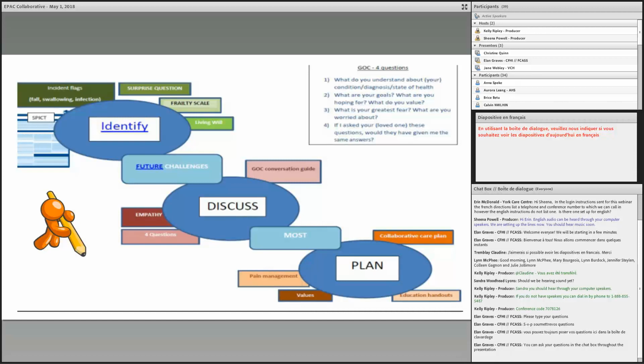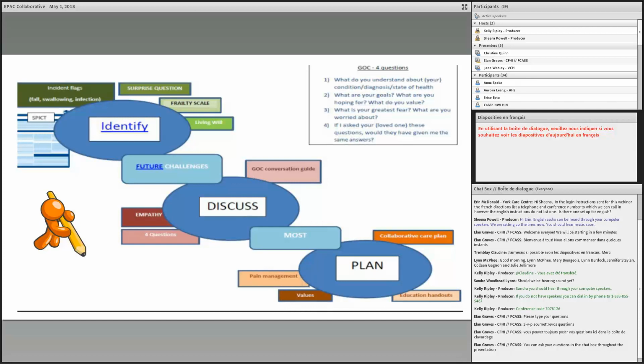And then we added a 4th question because we realized that the substitute decision makers were really struggling with the answers to these questions. So if we're talking to a substitute decision maker, we then say to them, thank you for answering these questions. If I was able to ask your mom and she was able to respond to me, would she have given me the same answers?